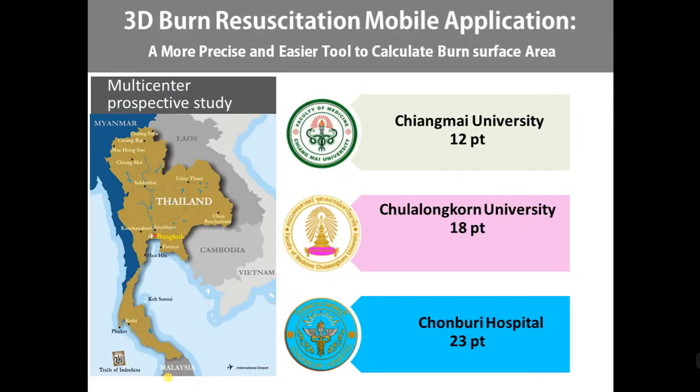In Thailand, we completed a prospective multi-center study at 3 burn centers. First, Chulalongkorn Hospital, Bangkok, the central part of Thailand. The second, Chonburi Hospital, the eastern part. And the third, Chiang Mai University Hospital, the northern part of Thailand. The study evaluated the accuracy between general physicians who use the rule of nines versus the 3D burn application, and burn specialists who use the Lund and Browder chart and the 3D burn application.